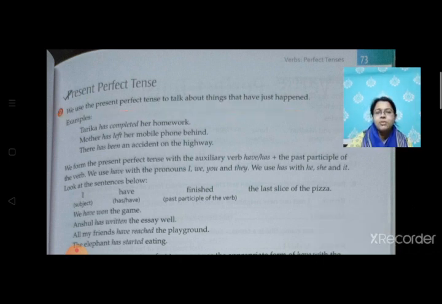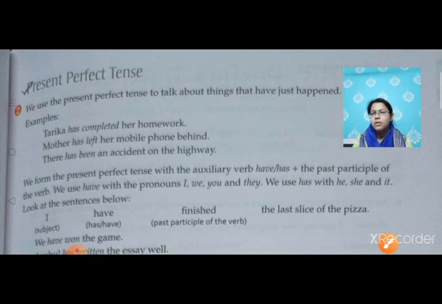The examples are given over here. Let's read that. Tarika has completed her homework. Mother has left her mobile behind. There has been an accident on the highway. Now here students, you can take these activities which have been completed at the time of talking. जब हम बात कर रहे हैं उस वक्त वो चीज़ complete हो चुकी है, ठीक है. So that's the reason we have used present perfect tense over here.